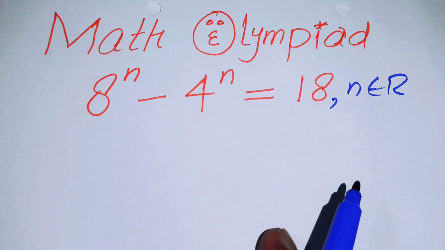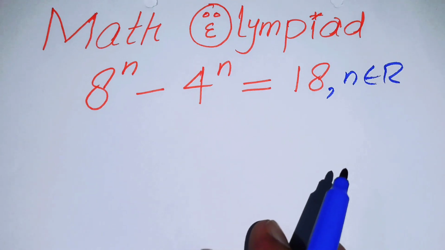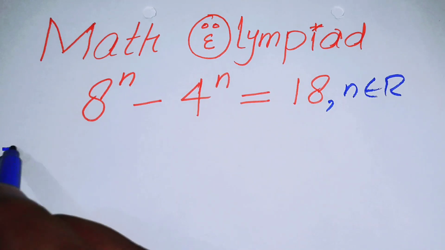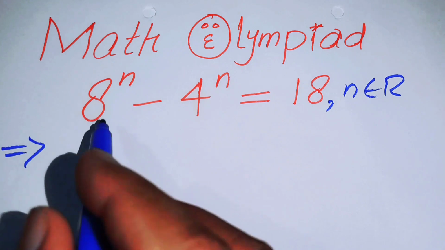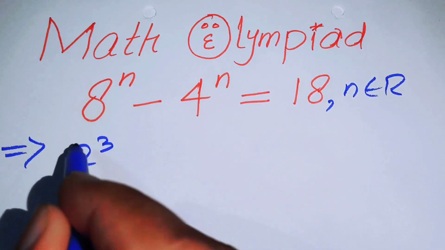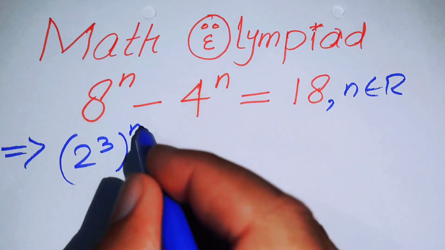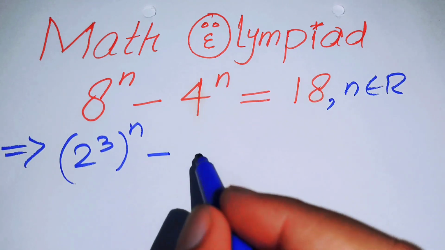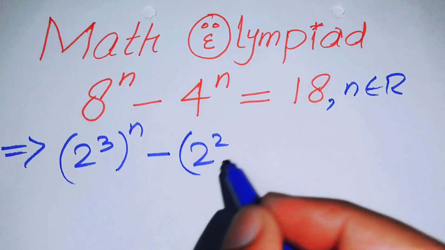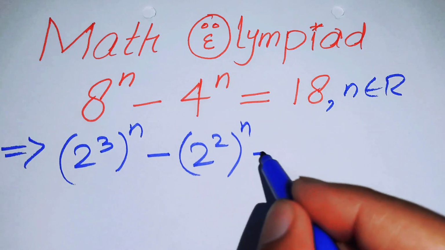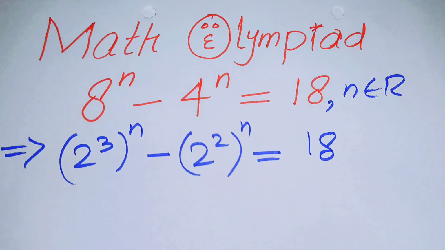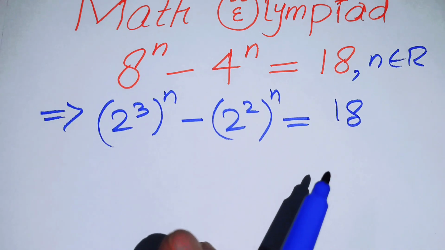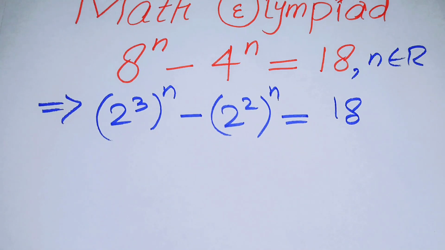So the very first thing we are going to do is rewrite this equation as: we can write 8 as 2 cubed and its whole power n, minus we can write this 4 as 2 squared and its whole power n, is equal to 18. And after this step we can use the nice exponential law.